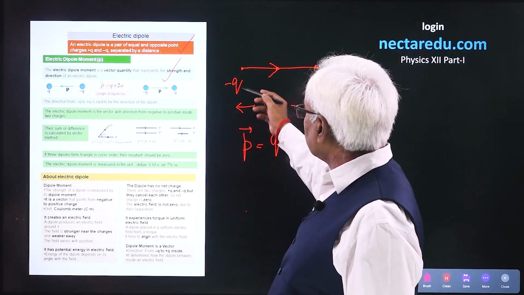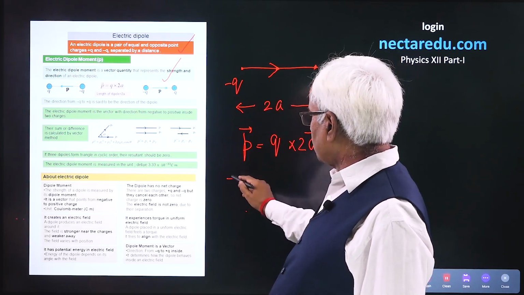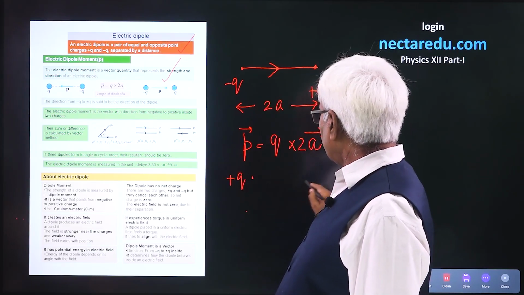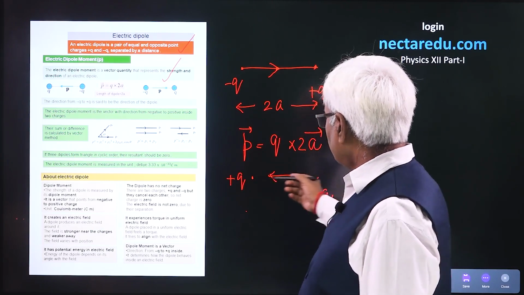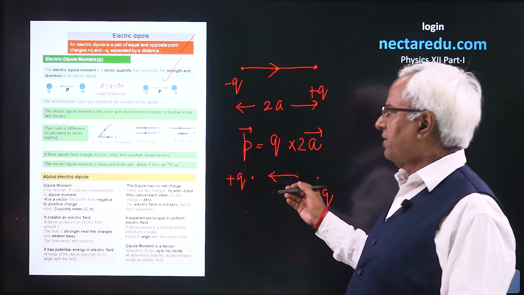It hardly matters whether it is left or right. Suppose it was plus here and minus this side, then it's going to be from right to left in that case.